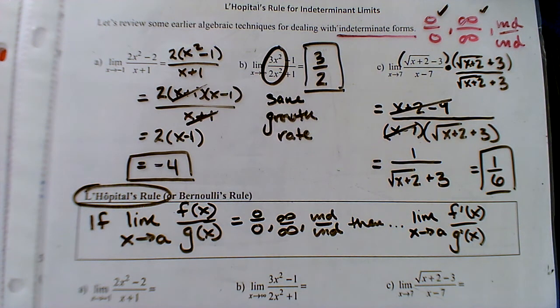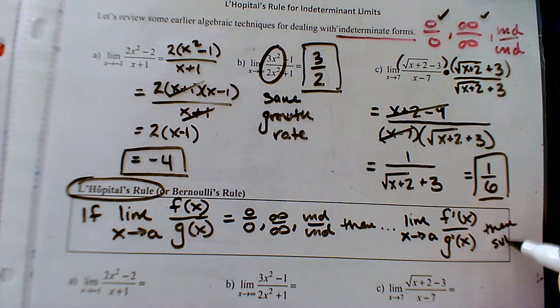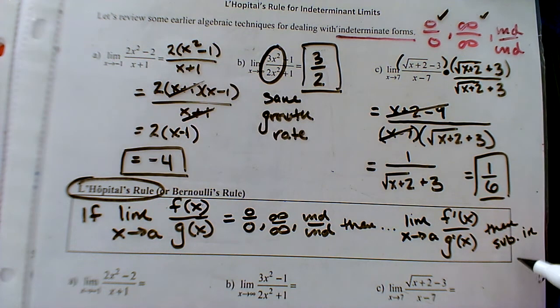Okay, this is not the quotient rule. We're not doing low d high minus high d low. L'Hopital's rule is simply the derivative of the top over the derivative of the bottom, and then we're going to substitute in that x equals a value to get our limit. I think we're really going to like this because it's taking derivatives, something we've been doing basically all year.